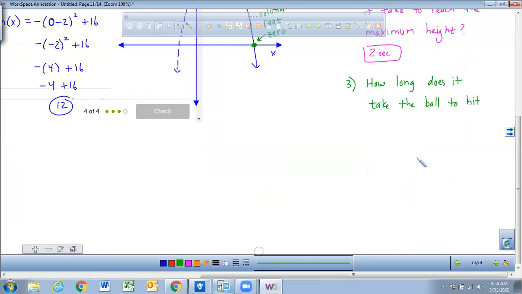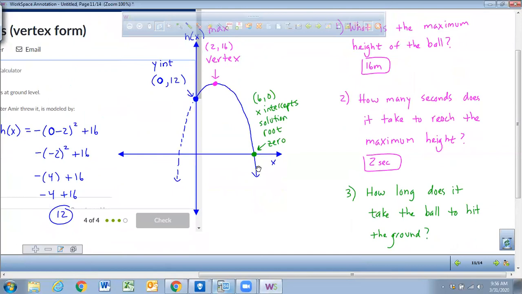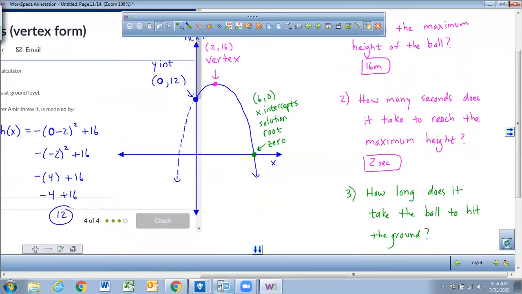To hit or to land on the ground? Hit the ground. Because they could give you the exact same question except just change what they're asking. It could be the exact same equation. So how long would you say it takes for the ball to actually hit the ground? By the way, the ground is right here. This is the ground. 6. That's right, 6 seconds.